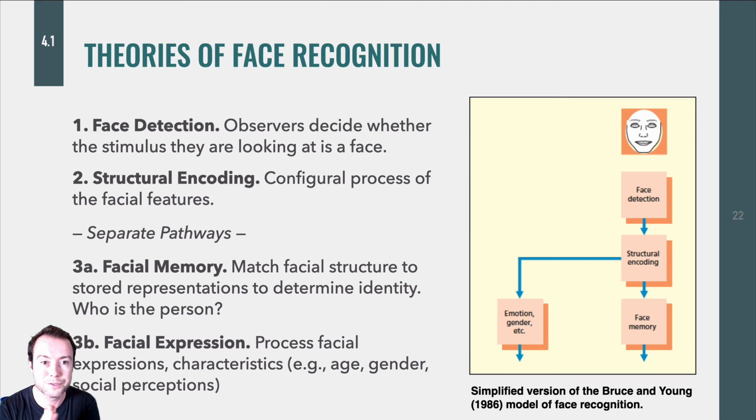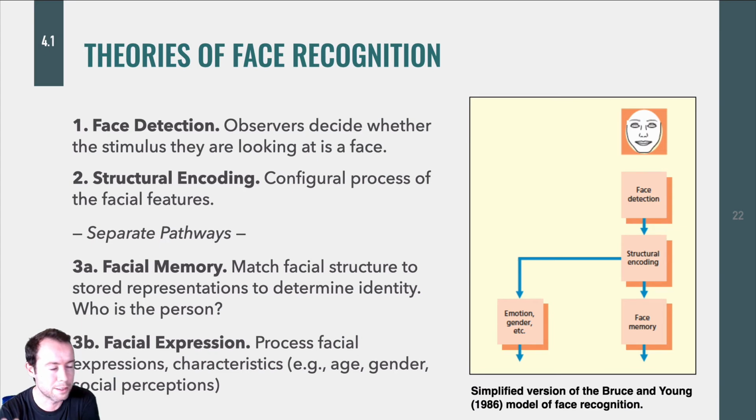Now there are several theories of face recognition that have been put forward, but one of the most influential, of which I've put just a very simplified version here, was proposed by Vicki Bruce and Andrew Young in the 1980s. The key point here is that it's a cognitive model of the different stages that are involved in processing and recognizing a face. So we begin with very basic level face detection. We decide whether the stimulus that we're looking at is a face or not. And this is something that, again, occurs very early on in visual processing and automatically. So we're not consciously thinking about whether what we're looking at is a face or not.